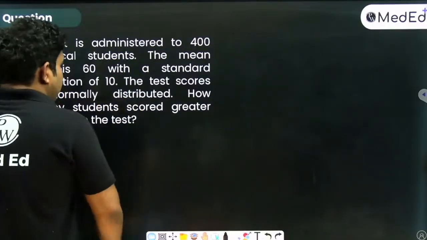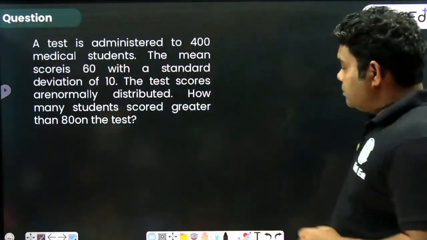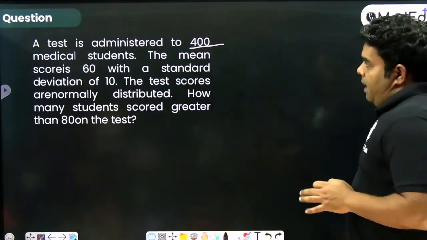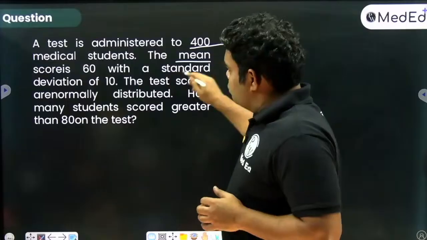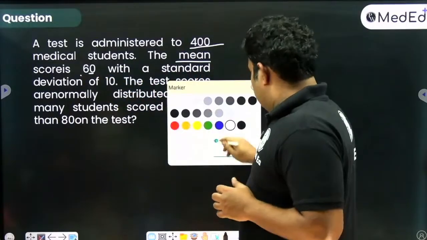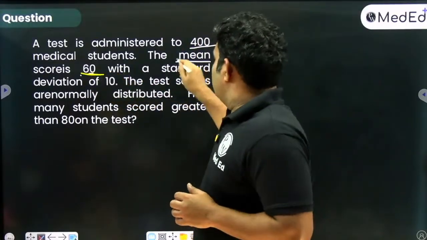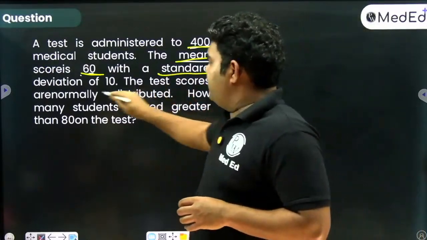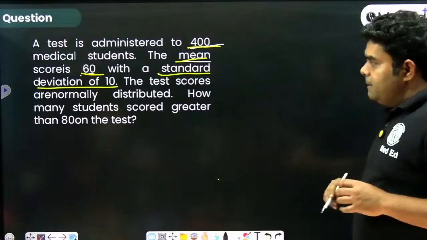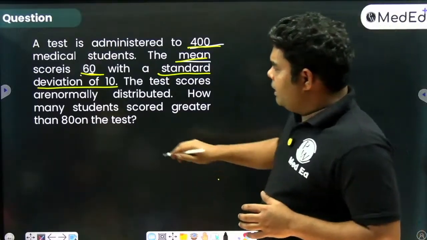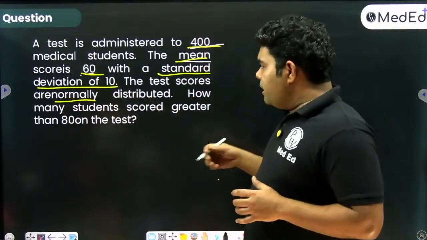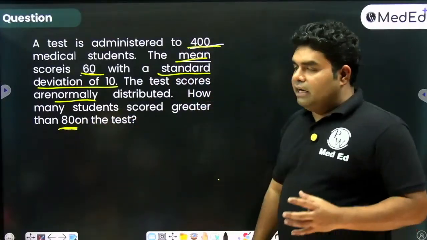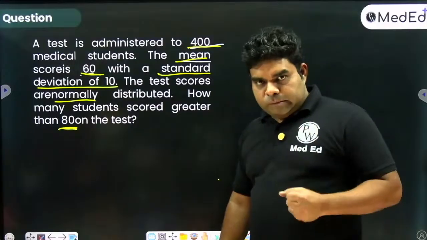Okay, चलो. Now the next question is, in a test you took 400 students and the mean score was 60. So mean score is 60, total students was 400, standard deviation is given as 10. Question is, if it is a normally distributed curve, how many students scored greater than 80? 80 से ज्यादा कितने बच्चों का स्कोर आया?